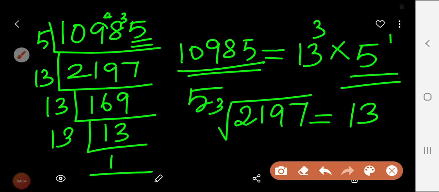Clear? Next, fifth question. Find the smallest number by which 200 should be multiplied to make it a perfect cube. We need to make this 200 a perfect cube by multiplying by some number, and that is what we are going to find now. It is very simple. We have to use 2 first to divide this one. We will get 100.